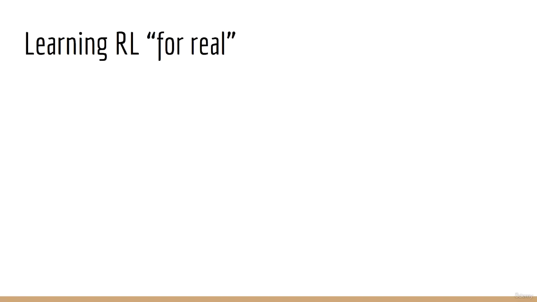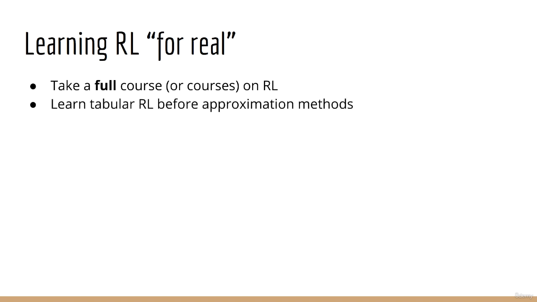The best advice I can give you if you want to learn reinforcement learning for real is this. I would recommend taking a full course or multiple courses about reinforcement learning. Learn about basic tabular reinforcement learning before you move on to approximation methods. That will make understanding the concepts much easier. In this section, we spent most of our time discussing the concepts under the assumption that we were using a Q-table and not a neural network.